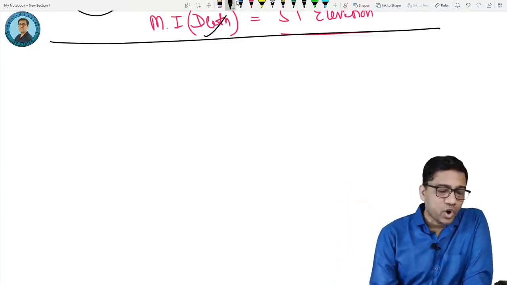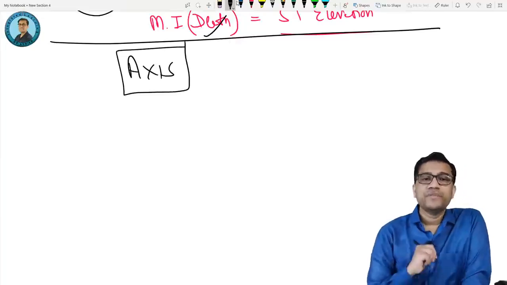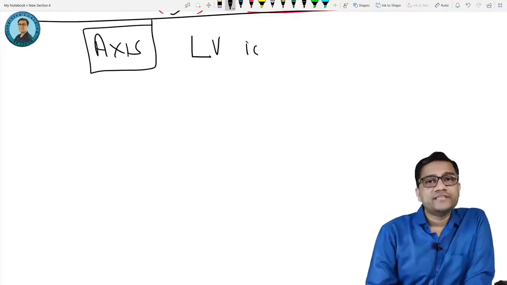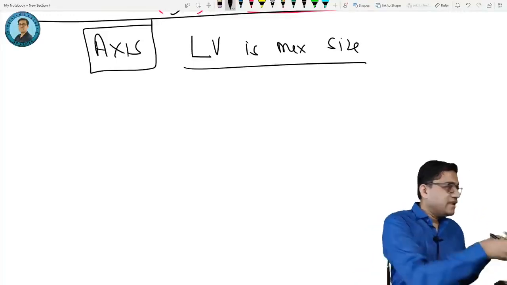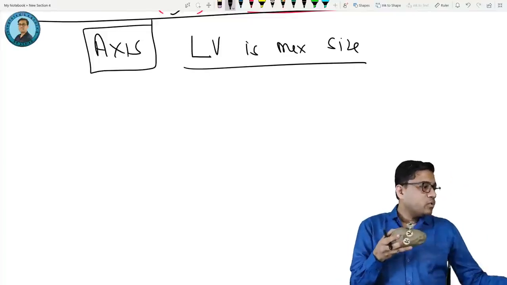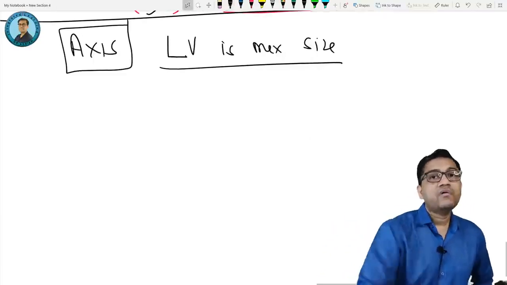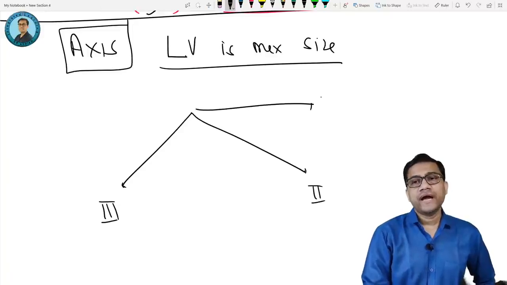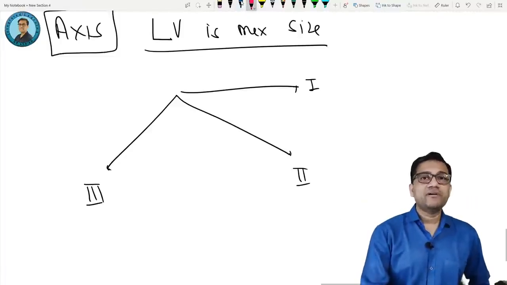Okay, there is something called the axis. So now we'll learn about the axis. Now remember, axis is very easy. Remember, the left ventricle is maximum in size, and the heart is tilted like this. Can you see? So that is why most of the time the currents are showing towards lead number 2. So this is lead 3, lead 2 and lead 1. Are you clear? And this is our heart.